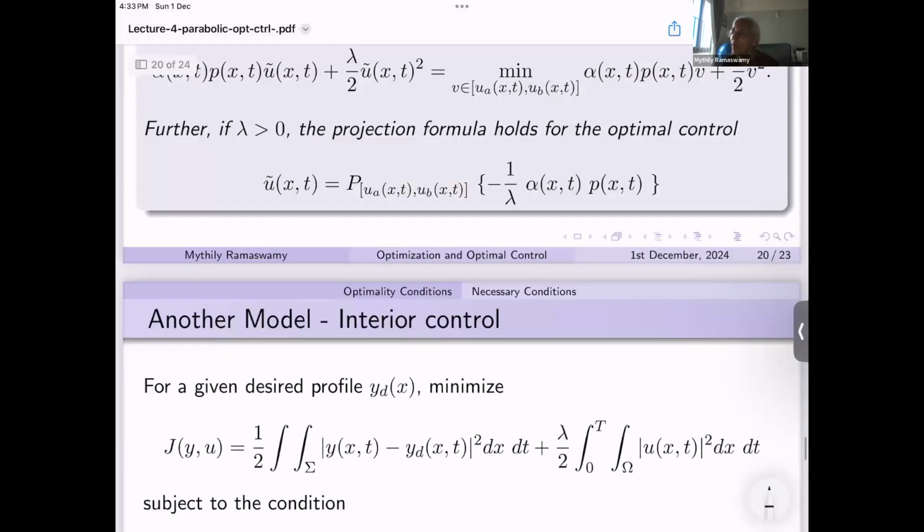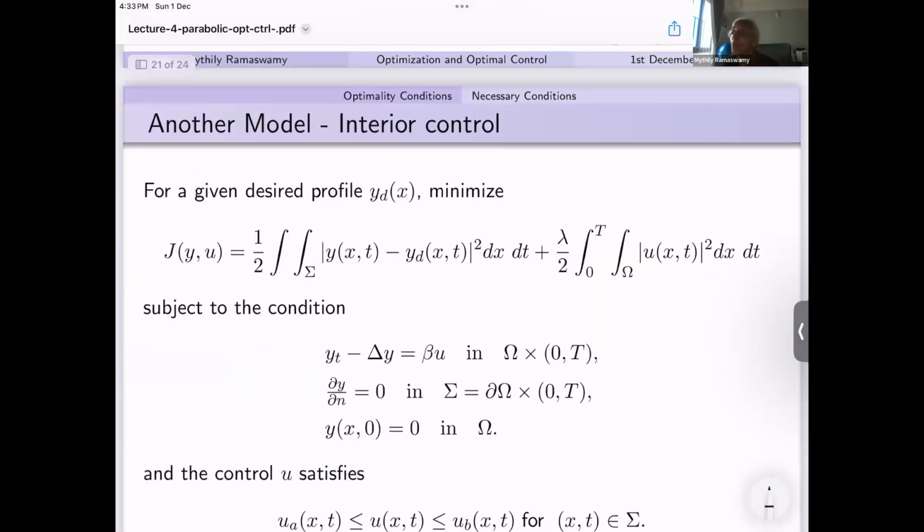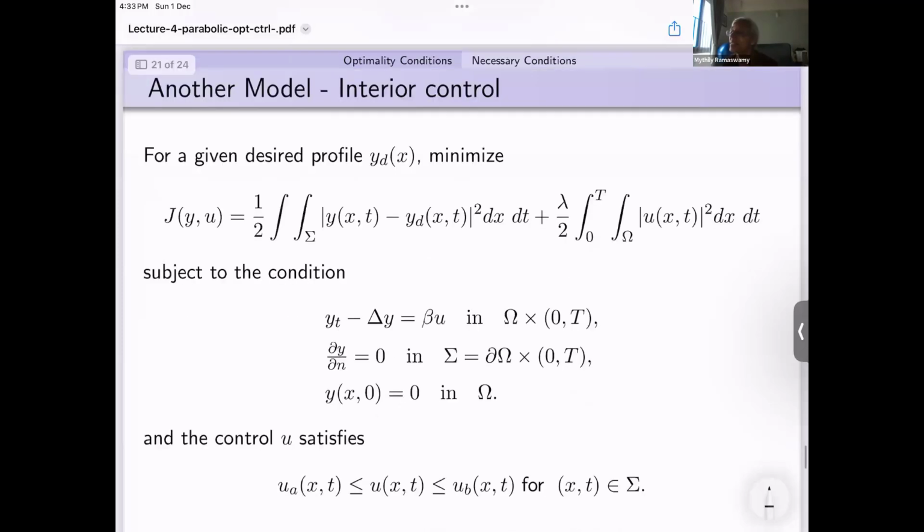So this was the boundary control. In the remaining 2 minutes, I can just indicate the interior control. So the interior control, the original equation, you are putting beta U on the right hand side, and you put the zero Neumann, homogeneous Neumann boundary condition on the boundary.